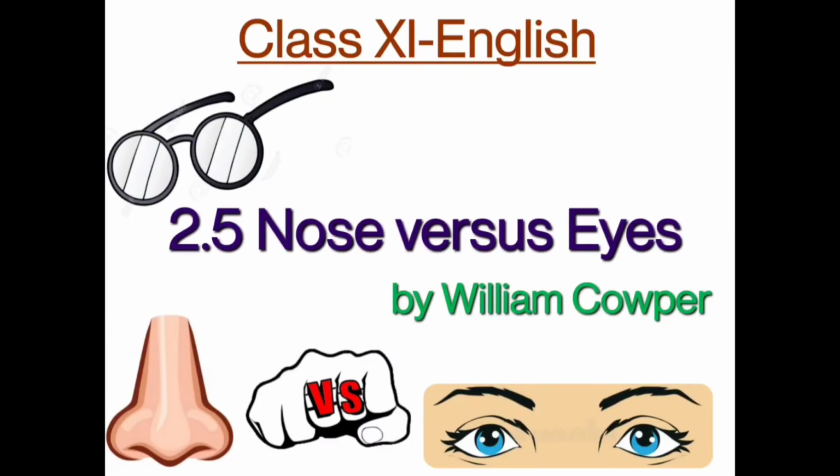So in this video we'll be learning a poem from class 11th English which is 2.5 titled as Nose versus Eyes, written by William Cowper. I'm sure learners you'll all enjoy the poem as it is very interesting. We'll learn the poem in detail, reading and understanding line by line.